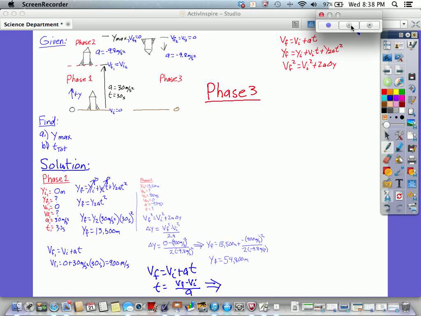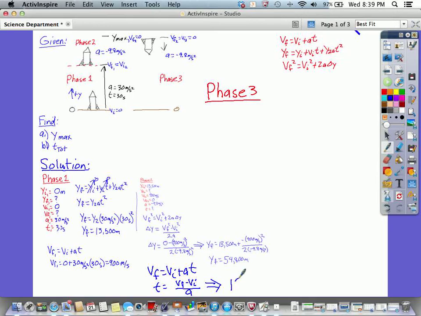And when we do that for our second phase, that comes out to be about 122 seconds. Sorry to step back there real quickly. Now let's go back to phase 3. Phase 3, we have y initial for 3, y final for 3, v initial for 3, v final for 3, acceleration, and time.